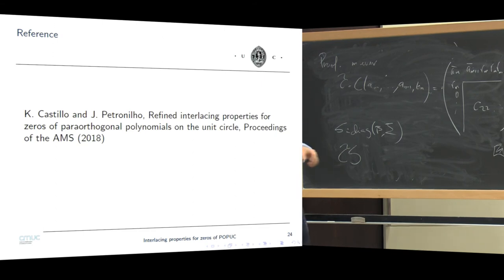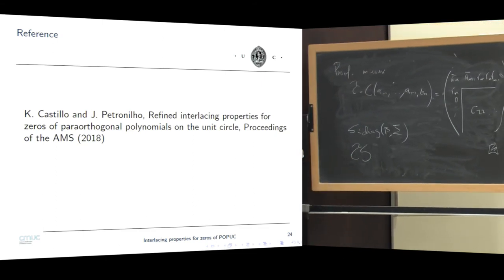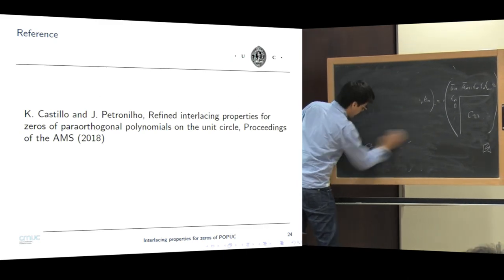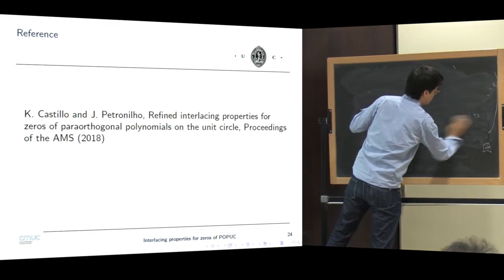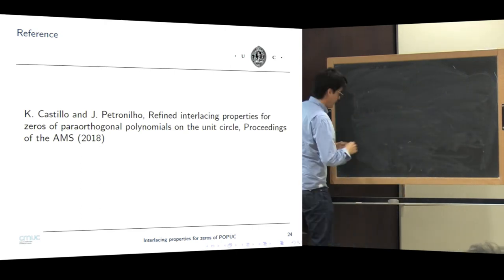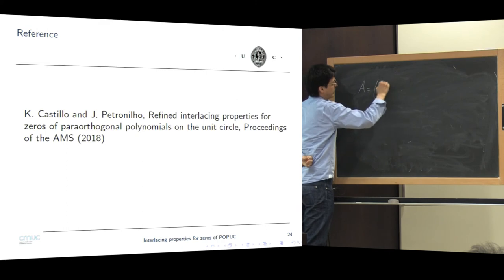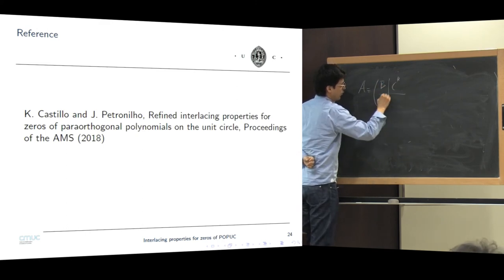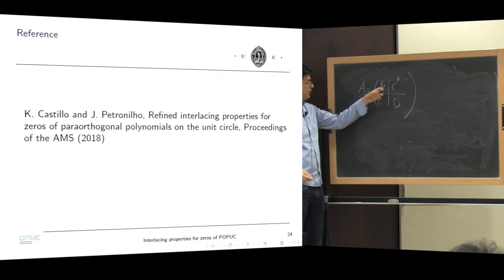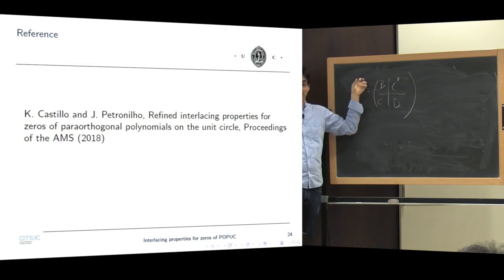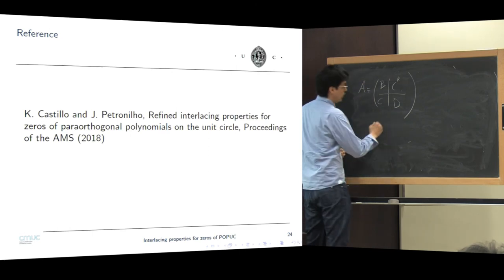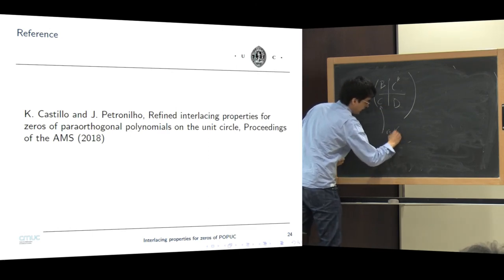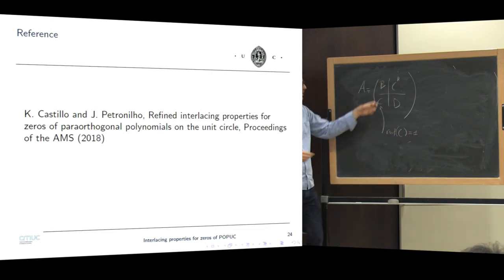This kind of result holds even when we have self-adjoint matrices. If we have a self-adjoint matrix partitioned in this way, we know that we have a certain relation, by the Cauchy interlacing theorem, between the eigenvalues of this one and this one. But in general, we cannot say that between two eigenvalues of this one there is at least one eigenvalue of this one. To do this, we need to put a condition here. If the rank of C is equal to 1, then we can say that between two eigenvalues of this one, we have one eigenvalue of this one.